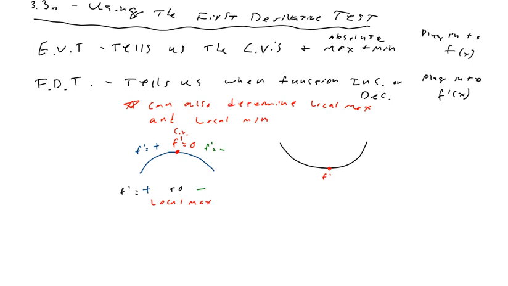Here's where f prime equals 0 again. That's one of our critical values. And if f prime goes from negative to positive, you know you have a local minimum.